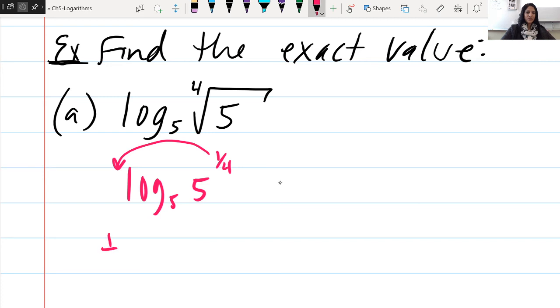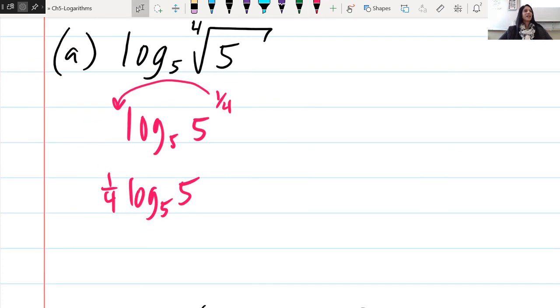The power rule. So this is a quarter log base 5 of 5, and you're going to love this rule because it makes your life so much easier. You have log base 5 of 5. What is that? That's just the number 1.